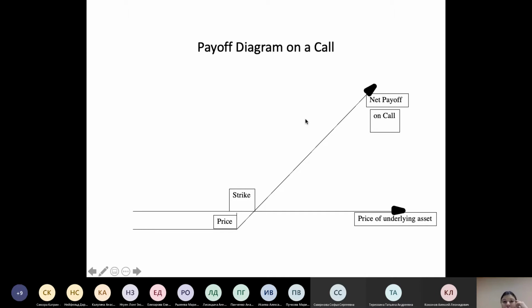In this situation, analyzing this slide, we receive a real opportunity to realize and to receive profit on our real option if the market price is higher compared with our strike price, or it will be the right part of our graph, the price of the underlying asset.